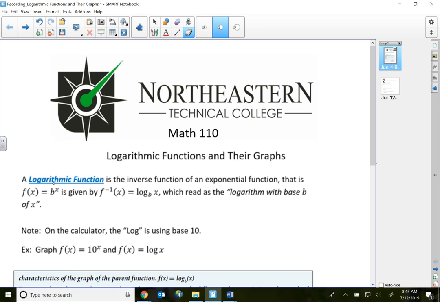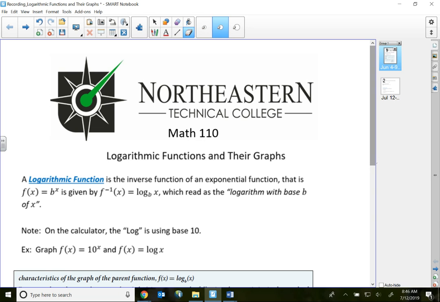So a logarithmic function is an inverse function of an exponential function. That is, if I have an exponential function with the base b to the x power, then its inverse, f inverse of x, would be denoted as log. This is how we read it: a logarithm with the base b of x. It is read as logarithm with the base b, whatever that base is, of x.